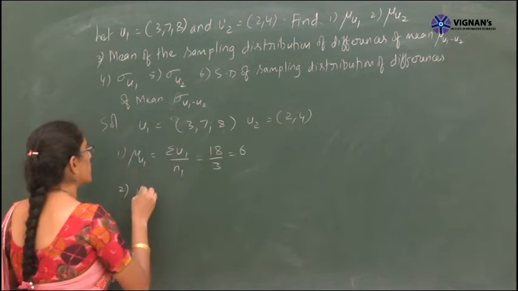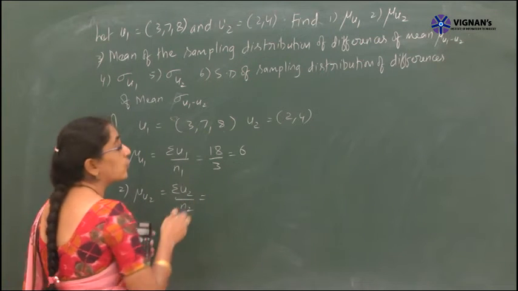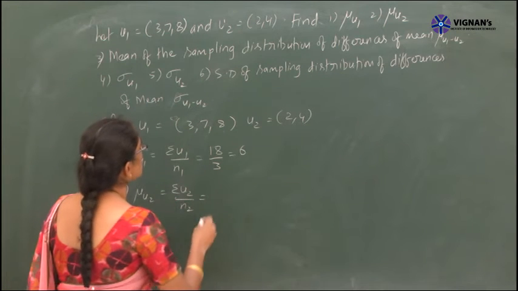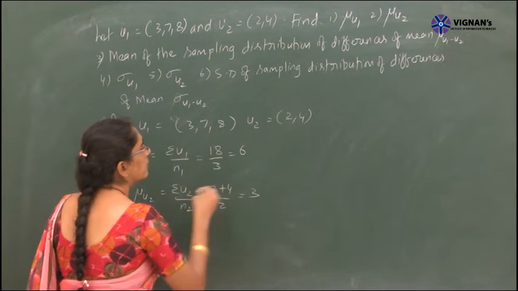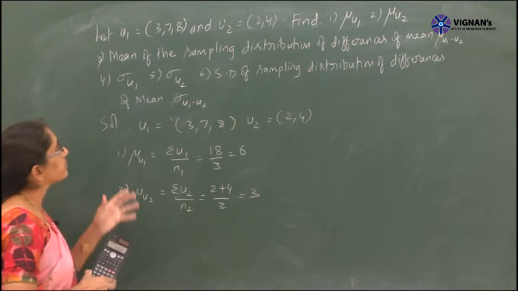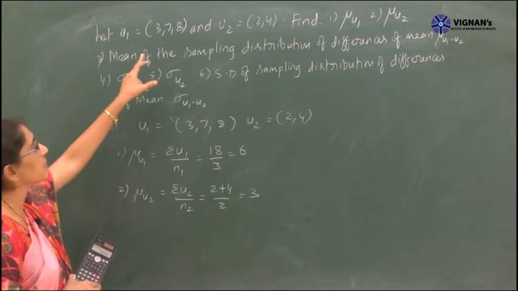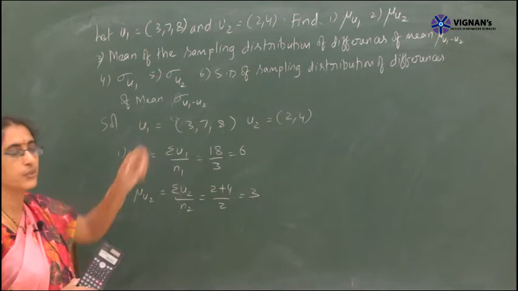Then second we have to find mu U2, which is summation U2 by n2. n2 means the number of elements in the set U2. So it is 2 plus 4 by 2, which is 6 by 2, that is 3. Right? Then first we will complete the standard deviations of U1 and U2 individually. Then we will go into the differences of both U1 and U2.